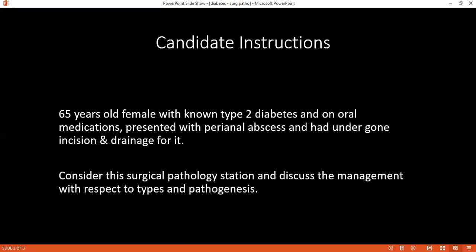An abscess is a collection of pus surrounded by granulation tissue or fibrous tissue. It is formed either by seeding of pyogenic organisms into normal tissue or due to secondary infection of necrotic tissue. Okay, how can an abscess be confirmed?